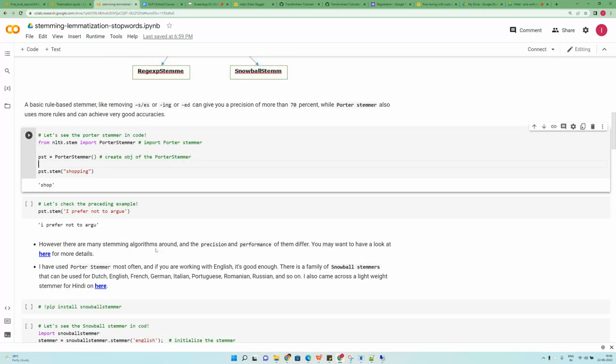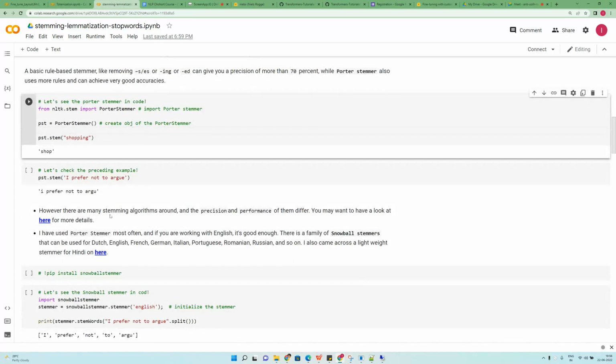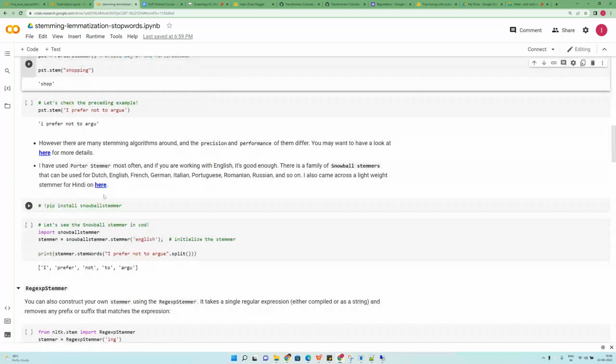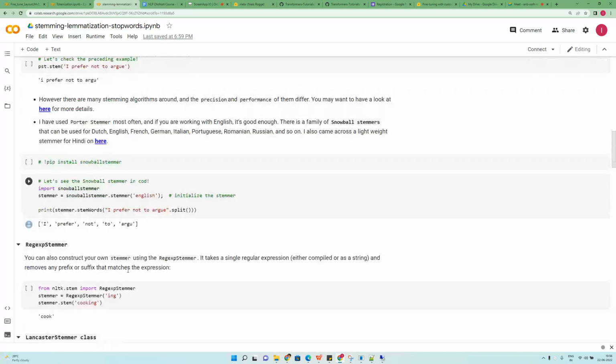However, there are many stemming algorithms around, and their precision and performance differ. You might want to have a look at the docs for more details. I have used Porter stemmer most often, and if you work with English, it's good enough. There is a family of Snowball stemmers that can be used for different languages. For Hindi also, there is a different stemmer. So this is an example of Snowball stemmer. You import SnowballStemmer for English, since you want to apply it to English. "I prefer not to argue": again, argue is converted into argu.